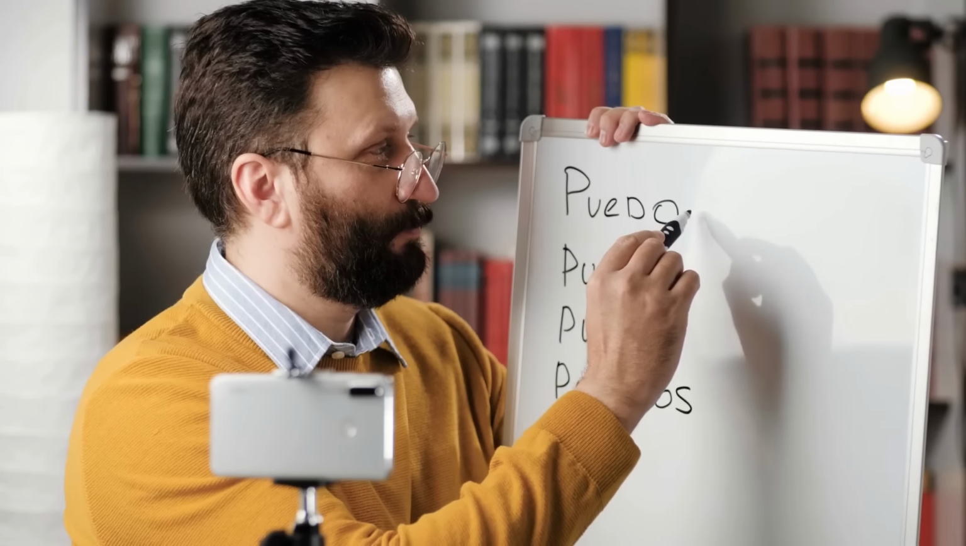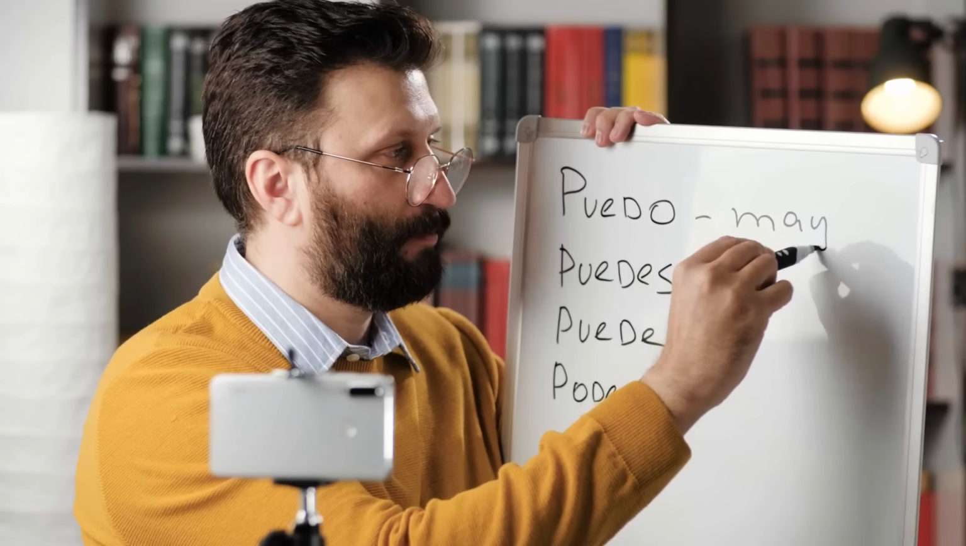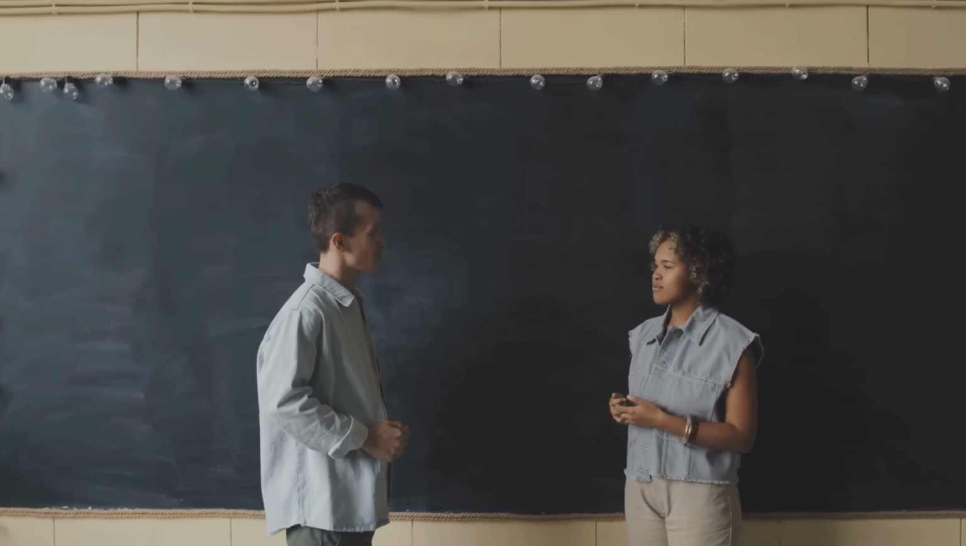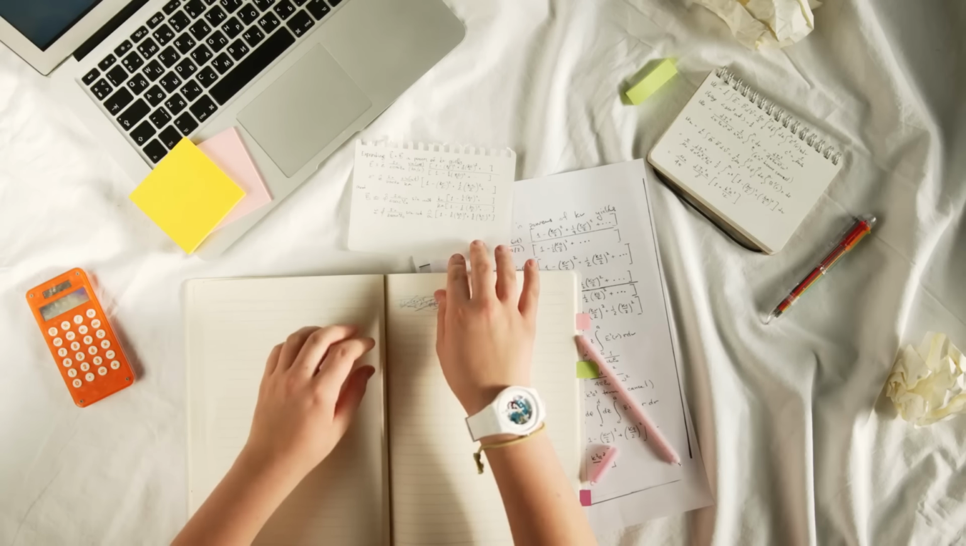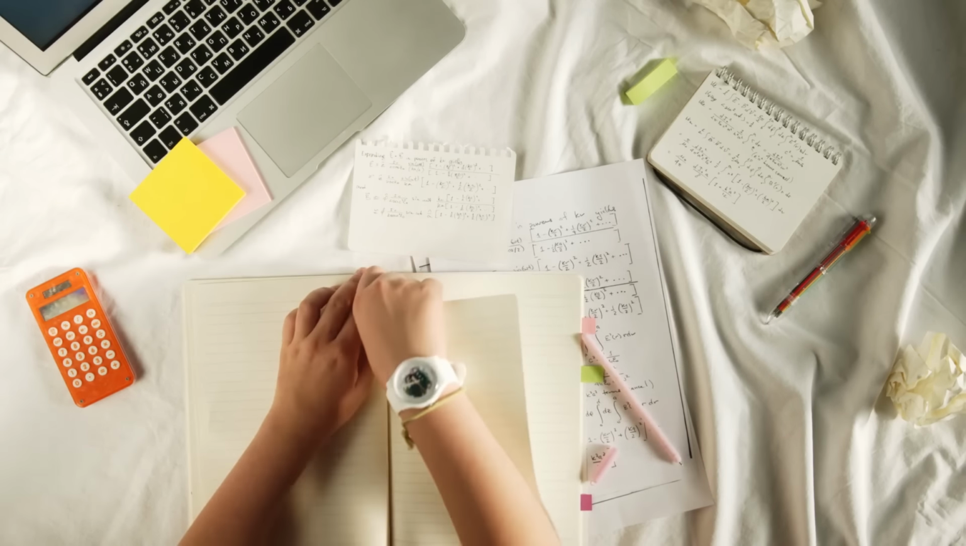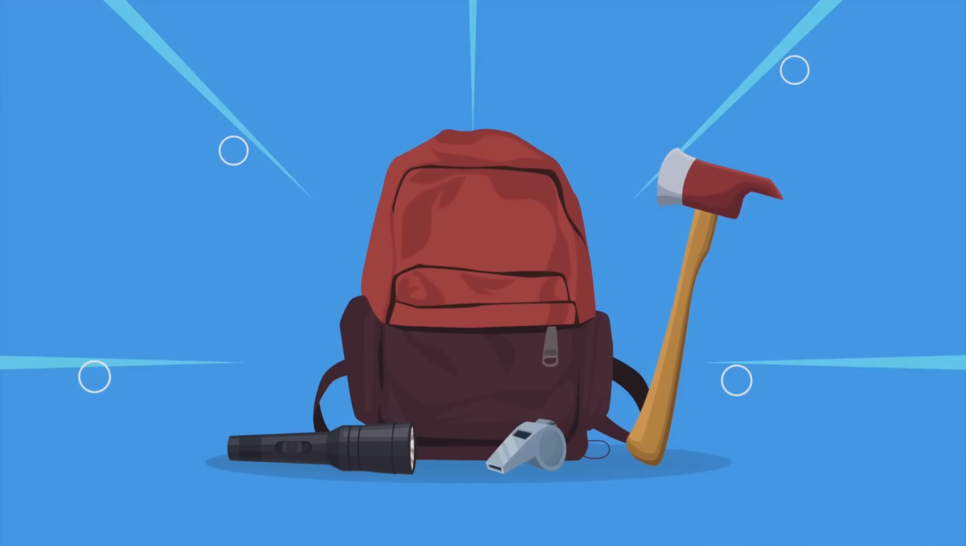Today, we'll learn about the difference between un and uno in Spanish. Let's get started. First, let's talk about un. Un is used as an article before a masculine noun. It means a or an in English. For example, a book. So you would say un libro.